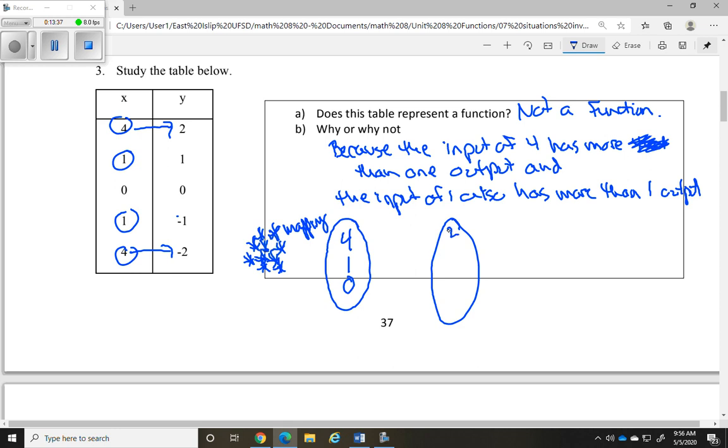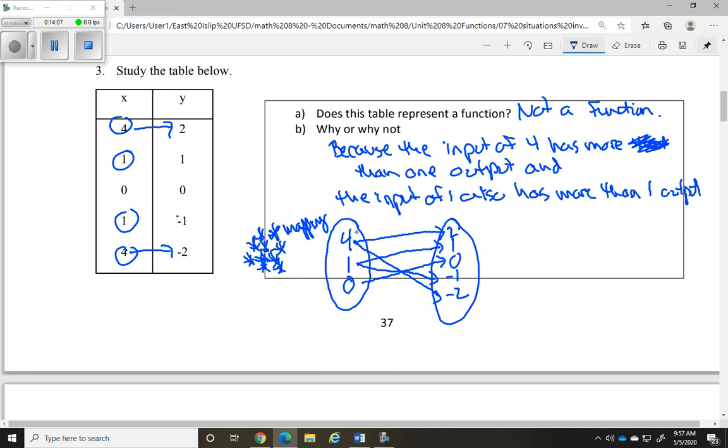As a mapping, you list the different inputs, and then you list the different outputs. I see 2, I see 1, I see 0, I see negative 1, I see negative 2. 4 goes to 2. 1 goes to 1. 0 goes to 0. 1 goes to negative 1. And 4 goes to negative 2.